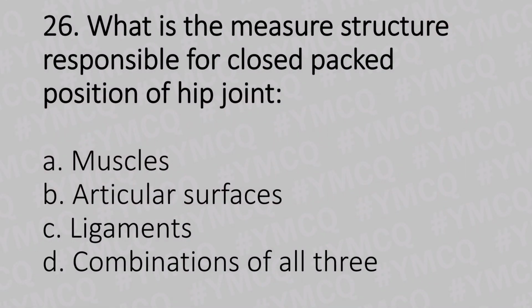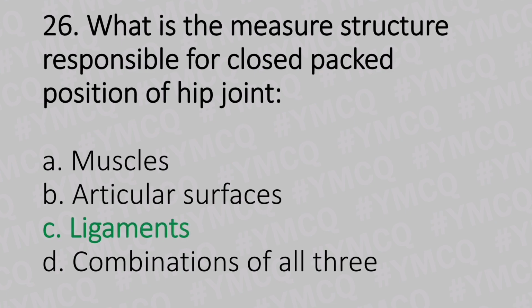What is the major structure responsible for the close pack position of the hip joint? Option A, muscles. Option B, articular surfaces. Option C, ligaments. Option D, combination of all three. And the answer is option C, ligaments.